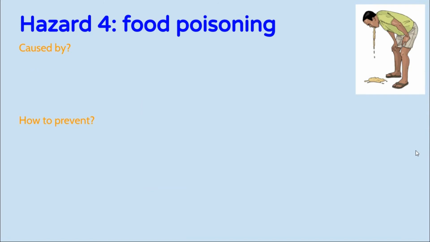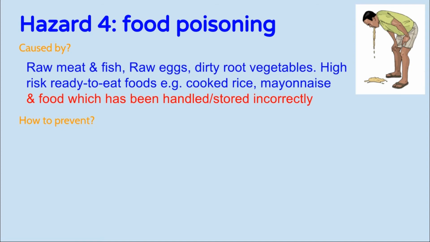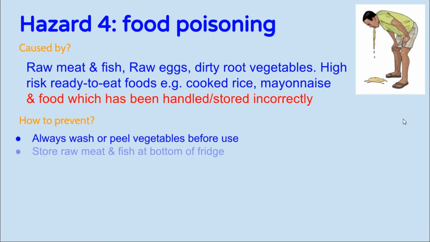Food poisoning. This is a major hazard. It can be caused by raw meat and fish, raw eggs, dirty root vegetables, which can all contain bacteria which can make us ill. High risk and ready to eat foods can also make us ill if we don't store them correctly. So the ways to prevent food poisoning: always wash and peel vegetables before use.